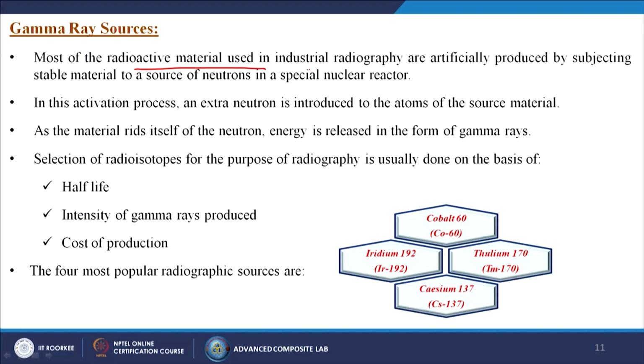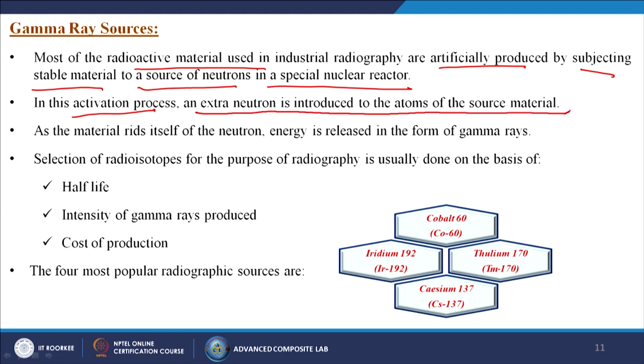Now, gamma ray sources. Most of the radioactive material used in industrial radiography is artificially produced by subjecting stable material to a source of neutrons in a special nuclear reactor. In this activation process, an extra neutron is introduced to the atoms of the source material. As the material rids itself of the neutron, energy is released in the form of gamma rays. So knowingly we are introducing one extra neutron, like doping, inside the material to make it unstable.